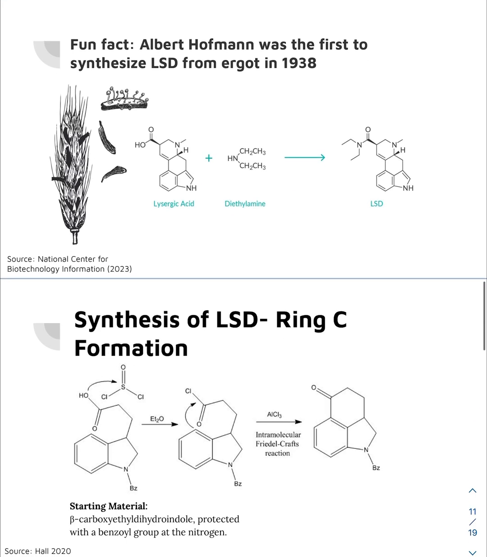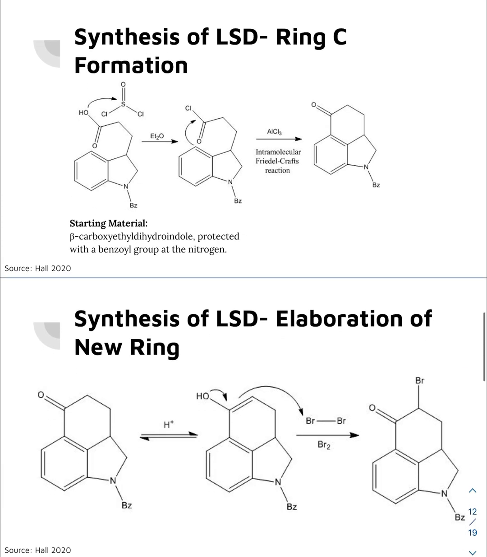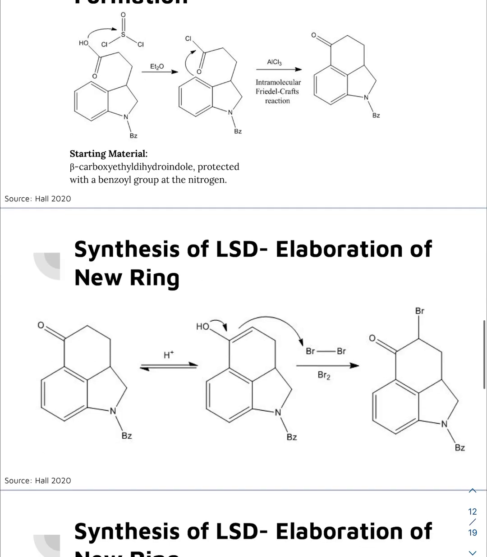Just as a little fun fact, Albert Hofmann was the first to synthesize LSD from ergot in 1938, which is a grain fungus that grows on rye. Moving on to my reaction, I have demonstrated the synthesis of LSD. The initial compound was treated with thionyl chloride, converting it to an acid chloride molecule, which then undergoes a Friedel-Crafts acylation reaction after adding aluminum chloride, assembling a ketone.